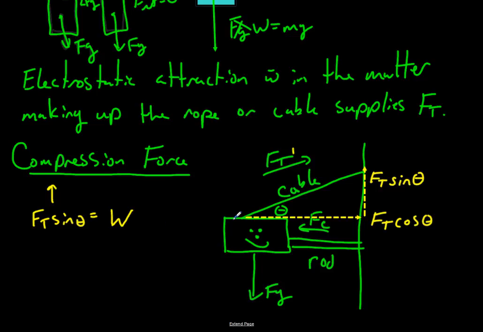And then you can't get away from having this component here, right? So Ft cos theta has to be equal and opposite to, good. We just write negatives to mean that they're aiming in opposite directions. So that's how you'd analyze something like this. That's what a compression force would mean, okay?